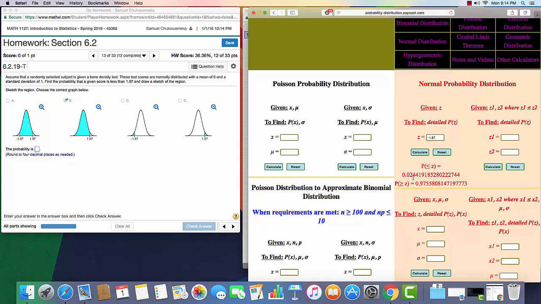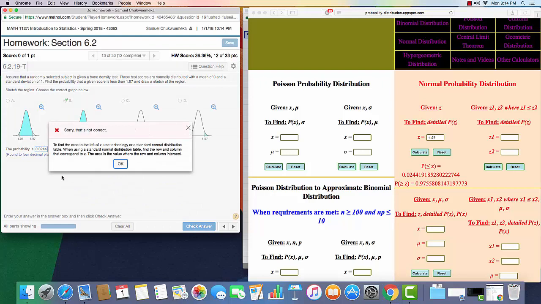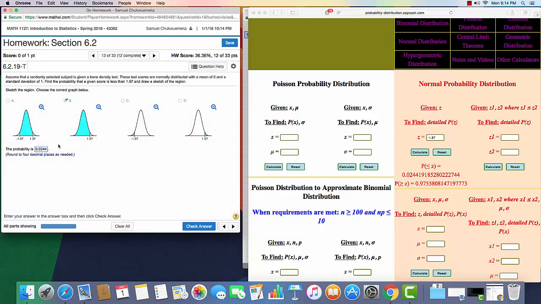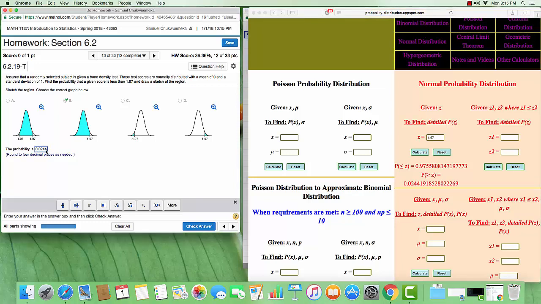Okay, 0.0244. Okay, I'm sorry. I put negative 1.97. That should be 1.97. Don't mind me. 1.97. Calculate. Okay, so that is 0.9756. So you see, I'm a human being.